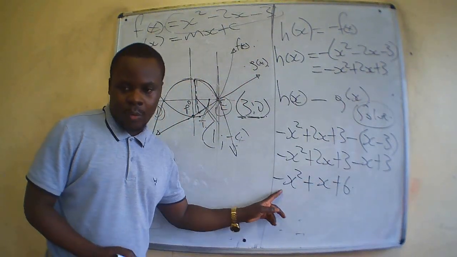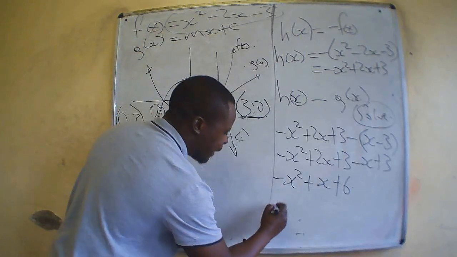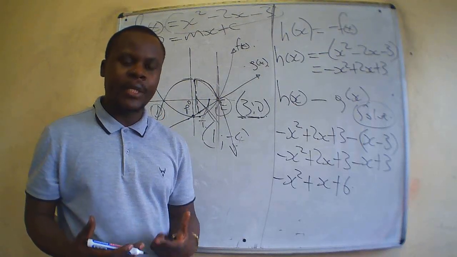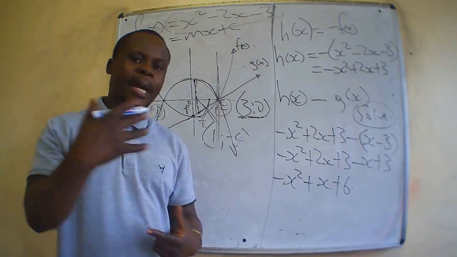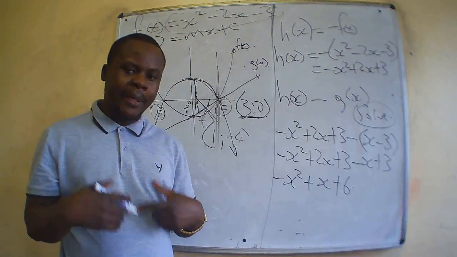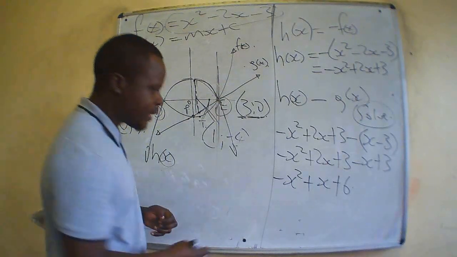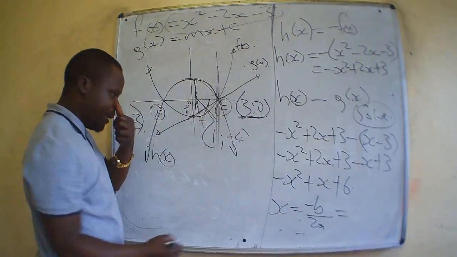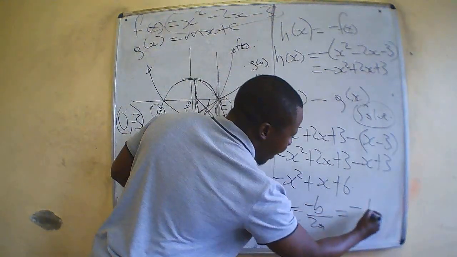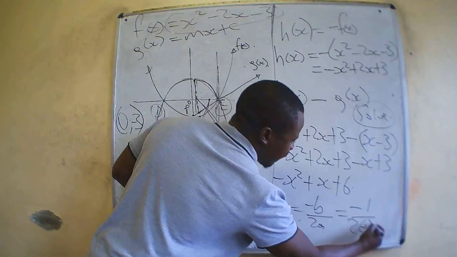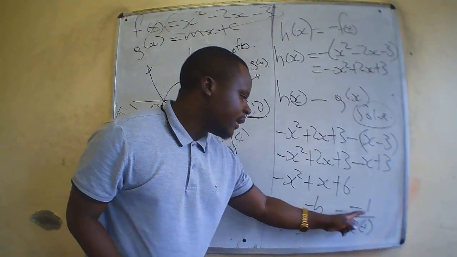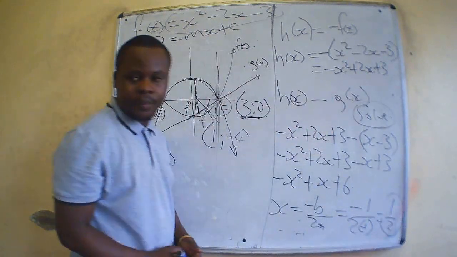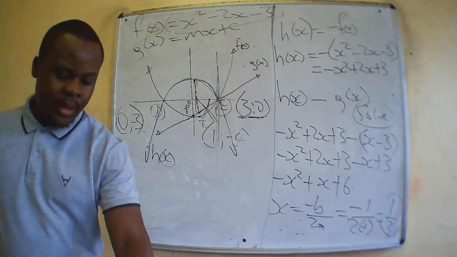As we get to this point now, the next thing that we should do is to use the method for finding what is called a turning point. How do we find a turning point? Remember, a turning point shows what? It shows a maximum value or a minimum value. So we use the formula for the turning point, which means x is equal to negative b over 2a. Our b is now 1. So negative 1 over 2 times negative 1. The negatives cancel, which means our x value is going to be a half.